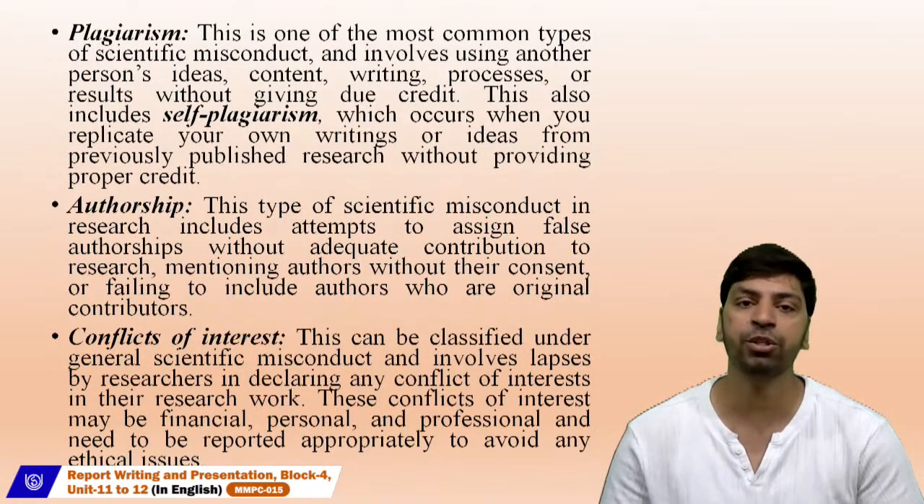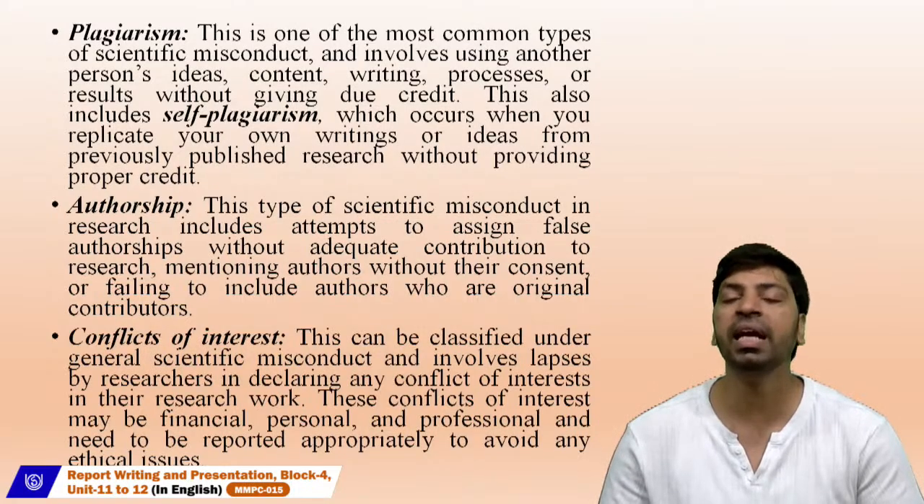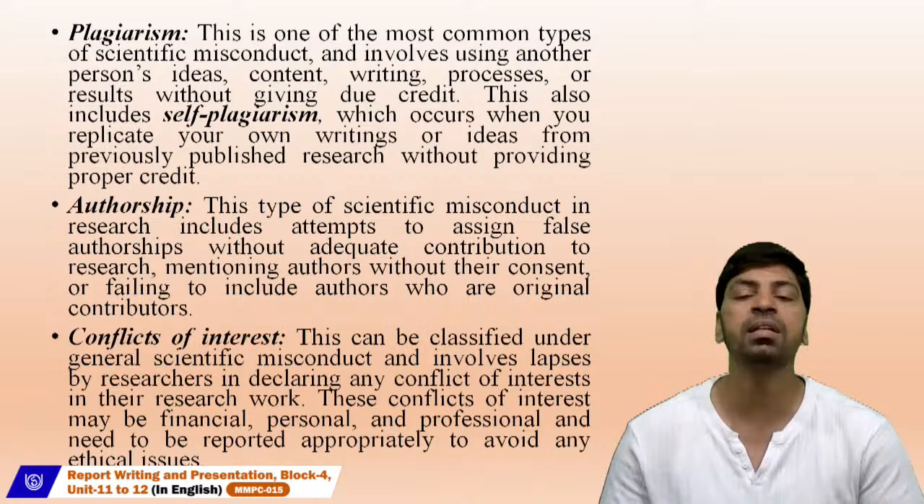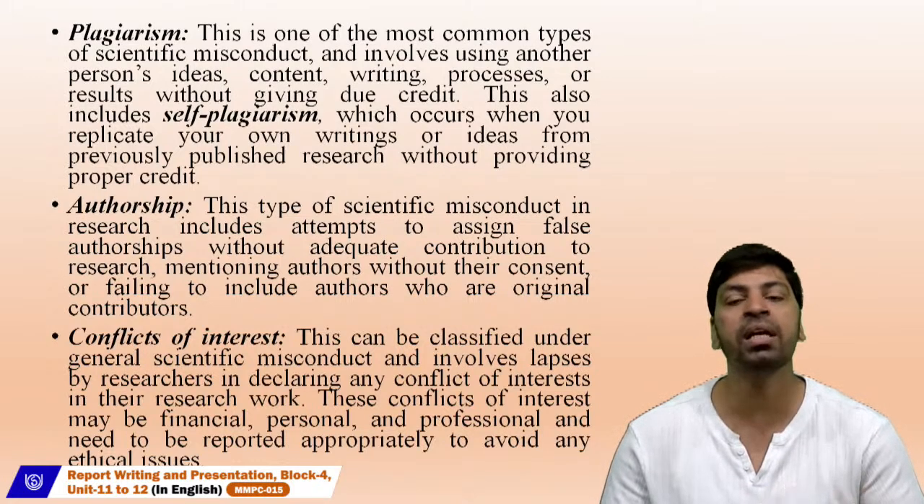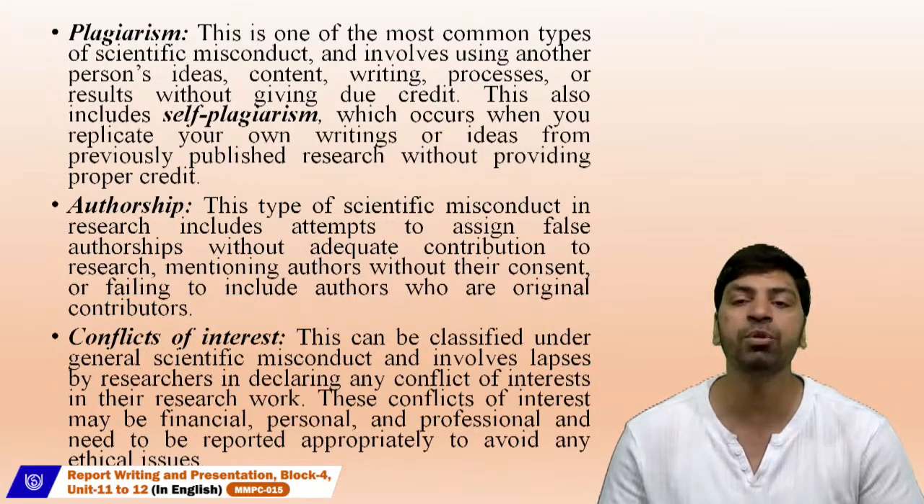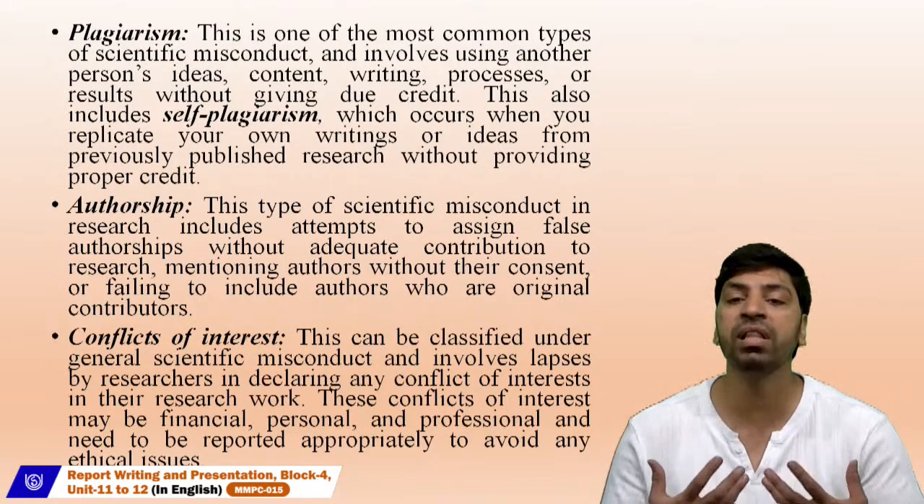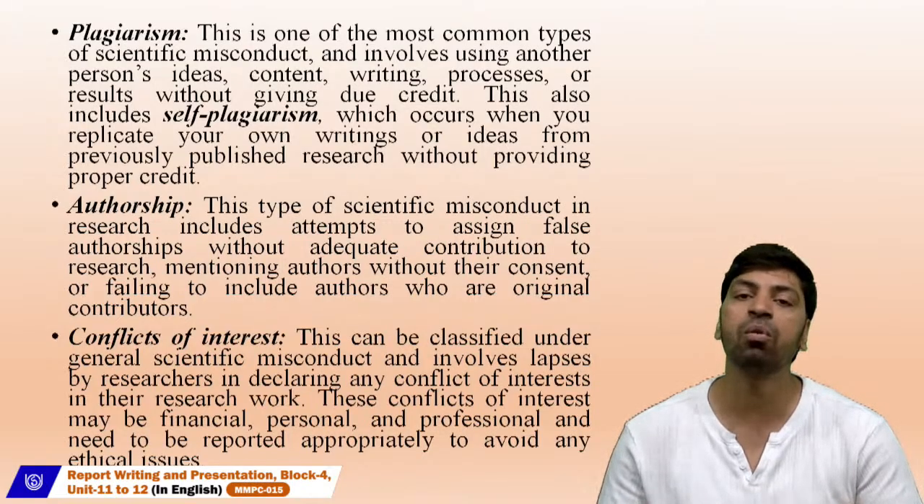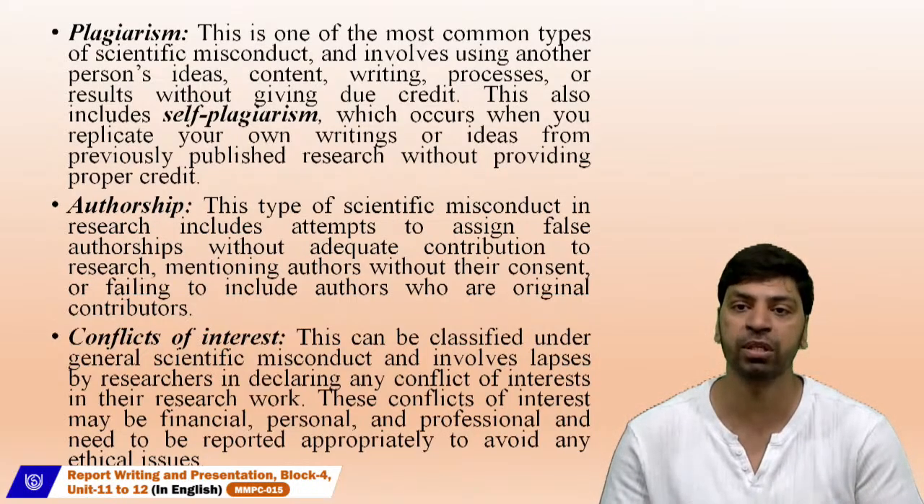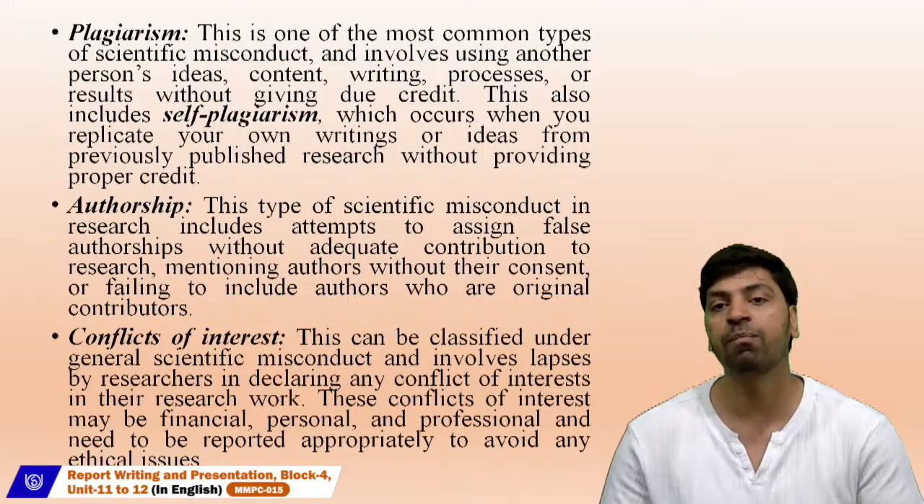Next one is authorship. This type of scientific misconduct in research includes attempting to assign false authorship without any adequate contribution to the research. If I have written an article and I include other authors' names who have not contributed to my research, it becomes a type of research misconduct. This also includes adding an author's name without their consent. It also fails to include the authors who are original contributors. So that is also an example of misconduct.